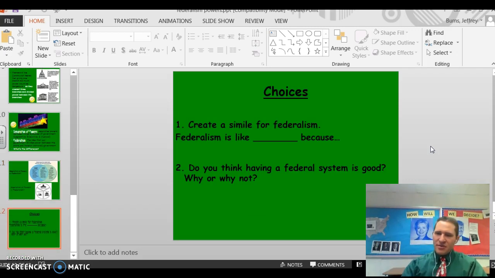All right, the last thing I would like for you to do is to answer the two questions at the bottom. Create a simile for federalism to help you better understand it. Federalism is like blank because, fill that in. And do you think having a federal system is good? Why or why not? Is it a good thing that we have power separated between national, state, and local governments? Or should one level have all the power? I don't know. Think about the Articles of Confederation.